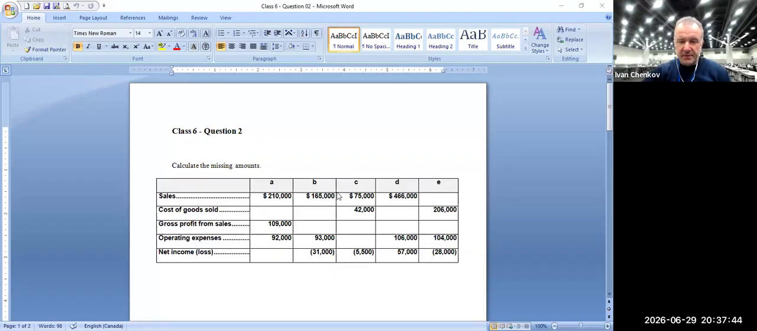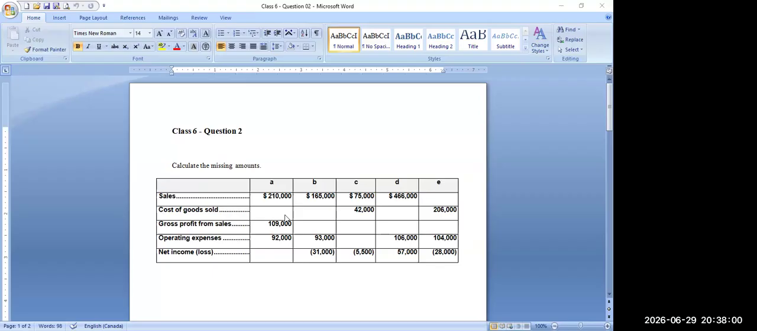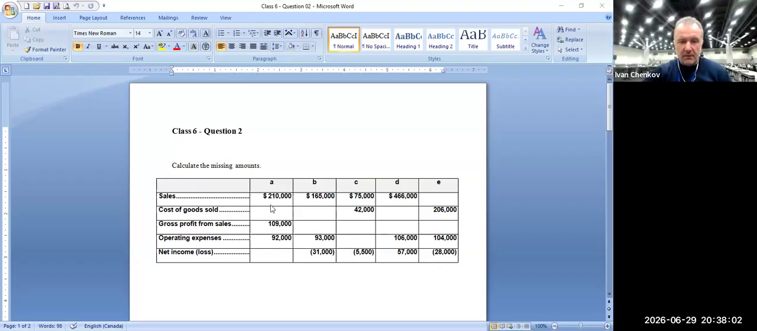Do you see any problems with this question? No, it's pretty straightforward. We have the sales, we have cost of goods sold. Sales minus cost of goods sold is gross margin, minus operating expenses, net income, the rest is just calculation. If sometimes it gives you trouble, put it on an Excel spreadsheet, put the formulas, and you're going to get a result.